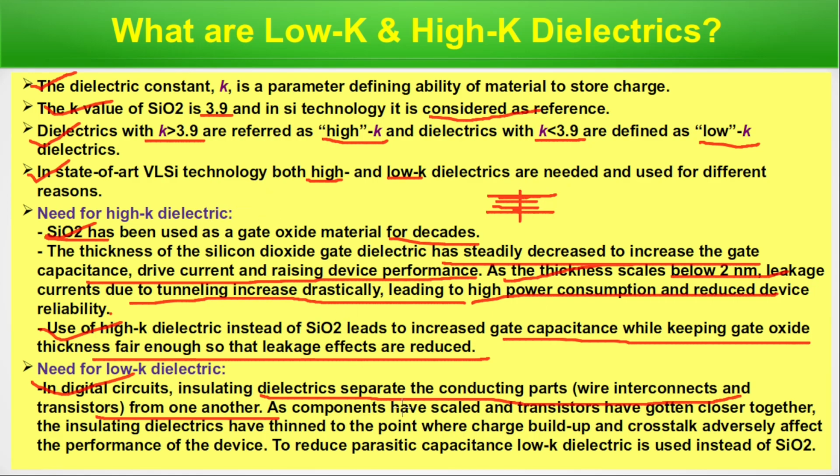As components have scaled and transistors have gotten close together, their insulating dielectrics have thinned to the point where charge buildup and crosstalk adversely affect the performance of the device. To reduce parasitic capacitance, Low-K dielectric is used instead of silicon dioxide. Here, the Low-K dielectric is used so that coupling between interconnects is minimized. We use that as insulator, and the High-K dielectric is used as gate dielectric in MOSFET. So we are done with this slide. Now let's move to the next slide.